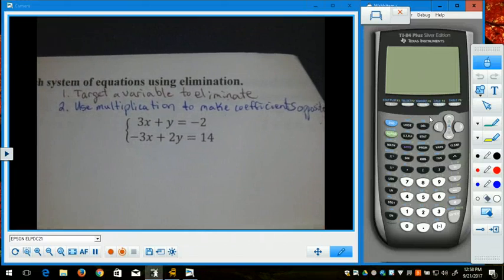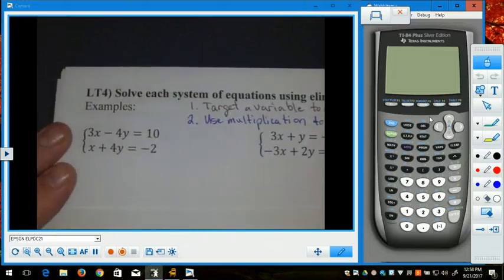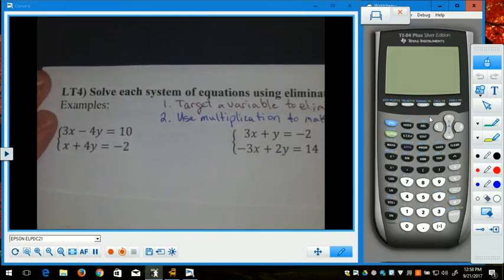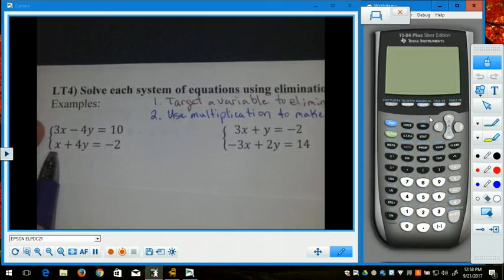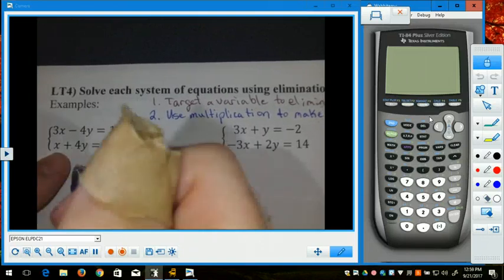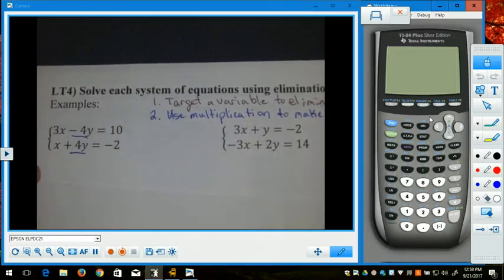In the first two examples, there will be more steps to this. In the first two examples, this is already done for us. If you look at this, yes, I could target x. If I were doing that, I'd multiply this entire equation by negative 3. But I don't need to do that step because if I look carefully, my y's are already opposites. So now I can use the addition method.